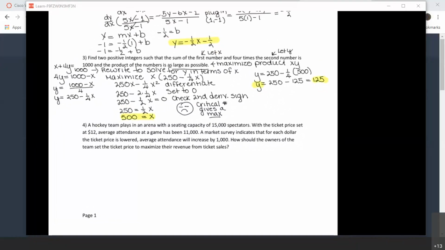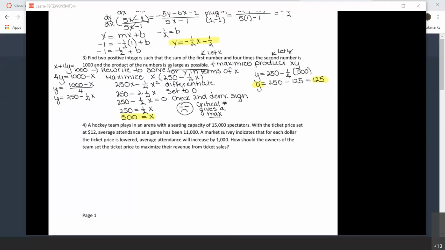Let's take a look at number 4. Number 4 is one of those problems there's probably multiple ways to do, but I think the way I'm going to show you might be one of the simpler ways. And this is definitely a business type of problem, right? A hockey team plays in an arena with a seating capacity of 15,000. Why do they tell you that? Well, that's the maximum number of customers you can have.